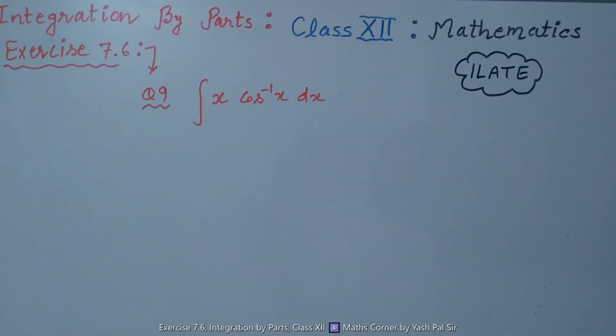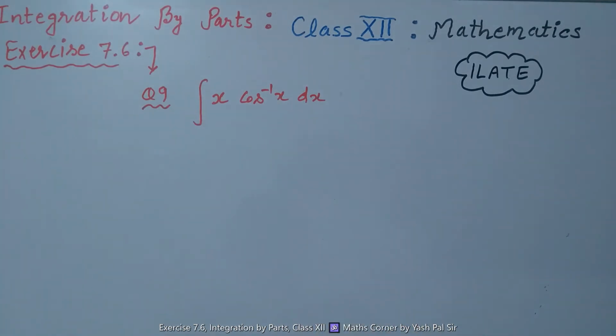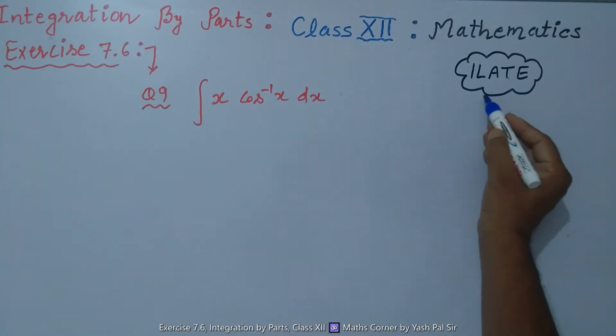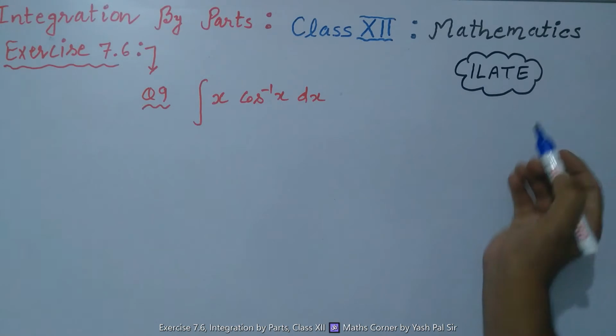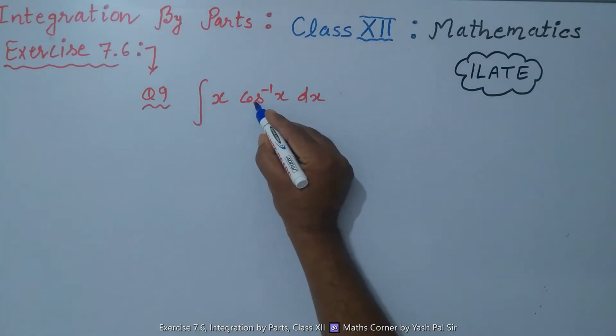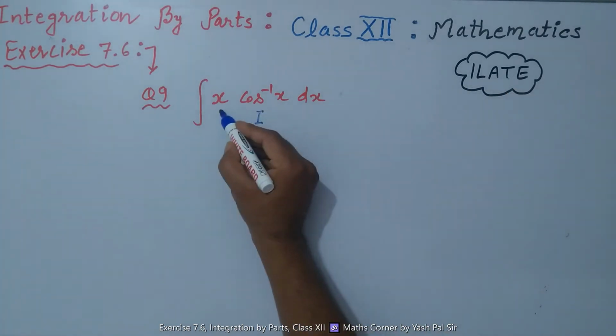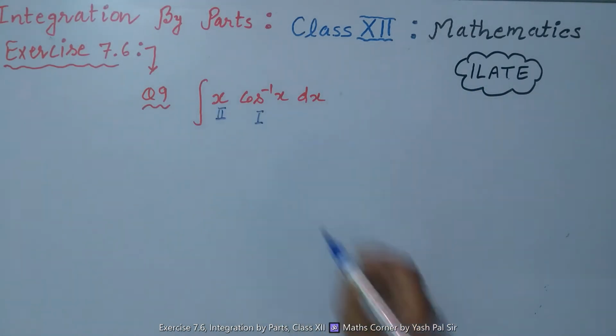Now coming to question number 9, x into cos inverse x dx. So first of all, according to the rule ILATE, I means invertible functions, inverse functions. So cos inverse x is the first function this time. Algebraic function comes at third place. So x means second function. So let us solve this now.